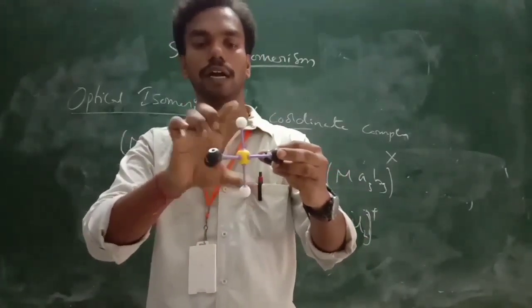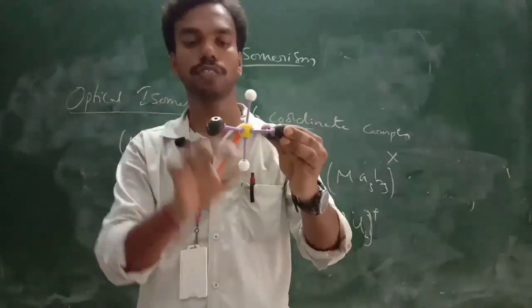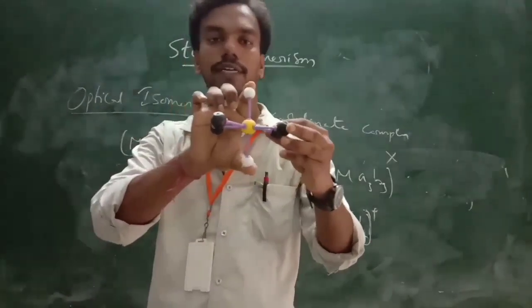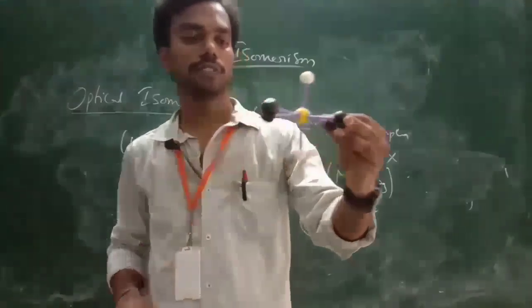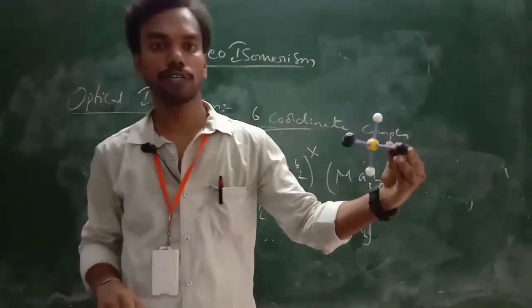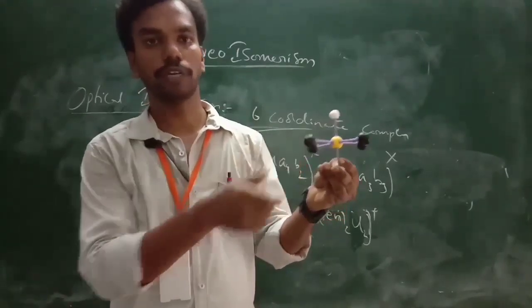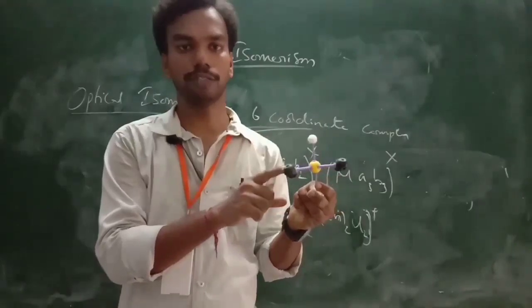Two chlorines are above the plane and below the plane, so these two chlorines are on opposite sides. So this is the trans isomer. These two rings are also on opposite sides. Whether this complex is optically active or not, it is optically inactive, not showing any optical isomerism. Okay, so this complex shows geometrical isomerism, two geometrical isomers.